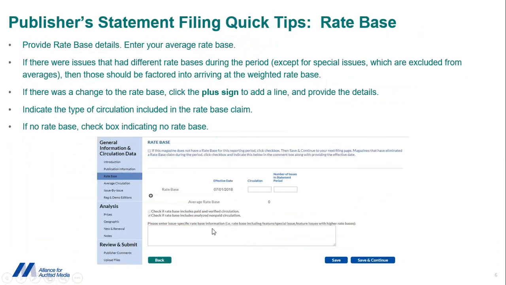Also, in this rate base section, it wants to know what your rate base is. Is it applicable to your paid and verified? Does it also include your analyzed non-paid circulation? So you're going to check those boxes that are applicable to your publication. If you don't have a rate base, that's fine. You still need to fill out this section, and it will be this top box here, which is basically saying you have no rate base. So everyone will need to complete this section, whether or not you have a rate base. And remember to save and continue.